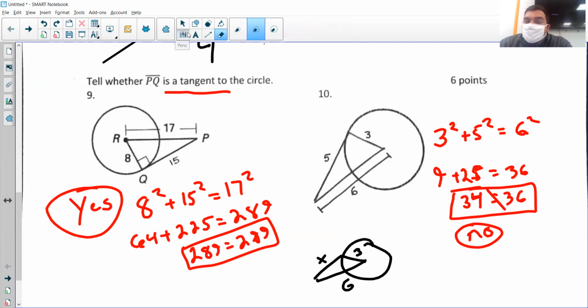Wait, Mr. Noble, I have a question. Yes. So A squared plus B squared equals C squared. How do I know if it's A, B, and C? Oh, the biggest one is always C. The hypotenuse is always C. The potential hypotenuse is always C. So A and B, it doesn't matter. A, B could be swapped, yeah.